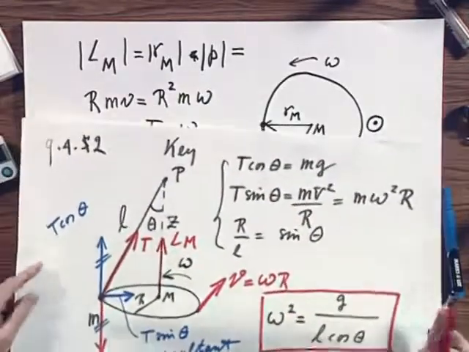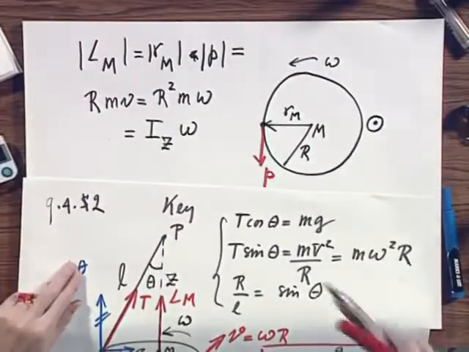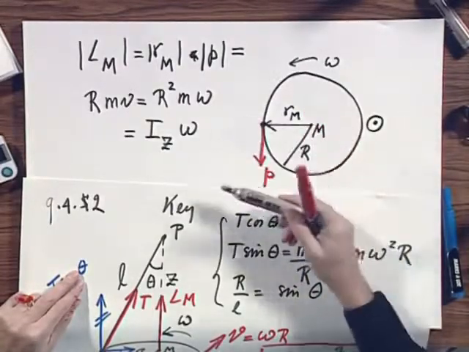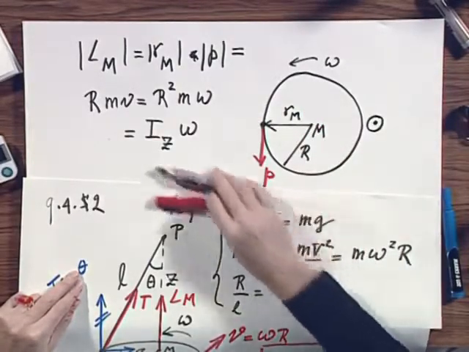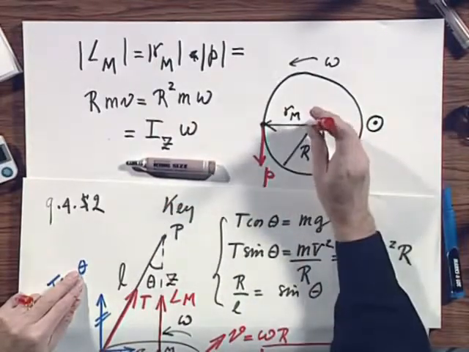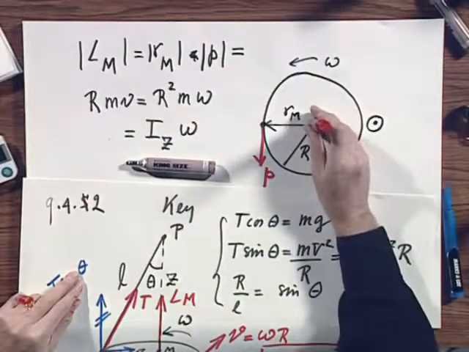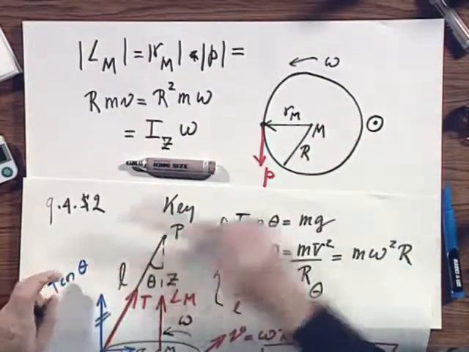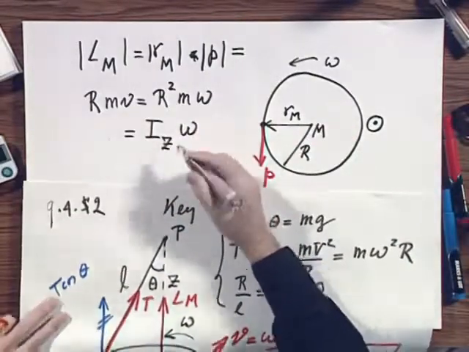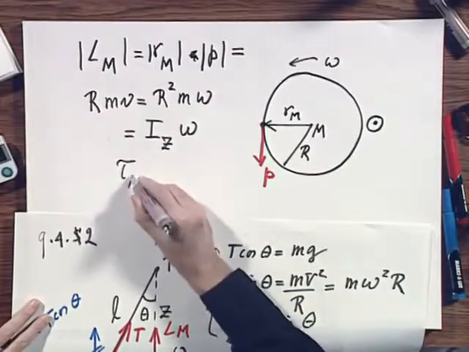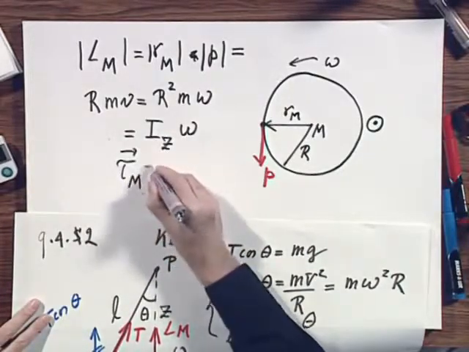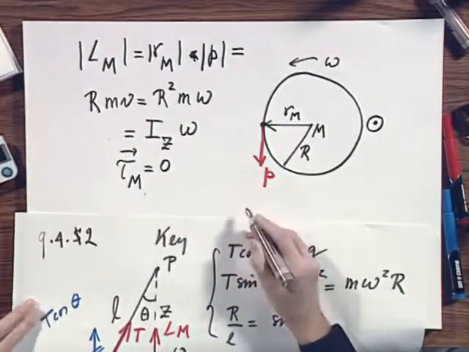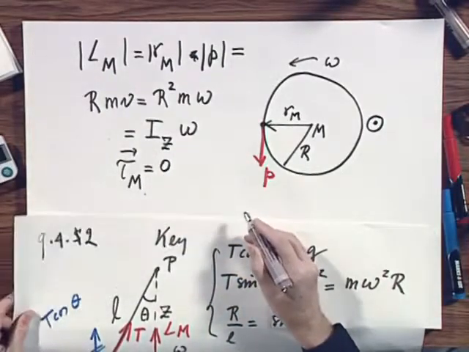Notice also that the angular momentum is completely independent of where the object is in this circle. That means angular momentum is always the same relative to point M. It's always pointing upwards, and that means angular momentum is conserved. And if angular momentum is conserved, there is only one conclusion that you can draw, that the torque relative to point M must be 0. Now, is that true? And the answer is yes, it's true.